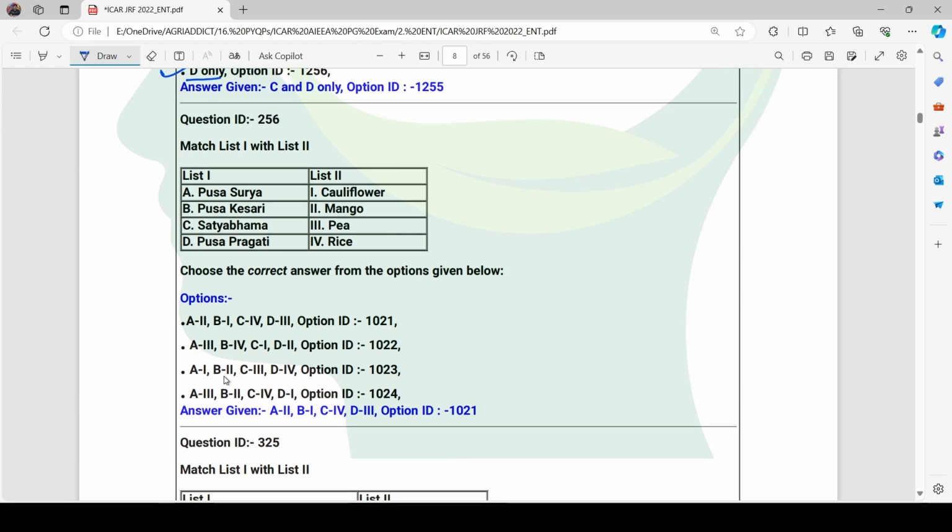The next question is another matching of varieties. So varieties are important for entomology JRF examination. So just go through Nirmal Sundar and other books of various varieties of fruit crops and several agronomic crops like field crops, pulses, then oil seeds, etc. Pusa Surya, it's a variety of mango. Pusa Kesari, it's the variety of cauliflower. Satyabhama, it is the variety of rice. And Pusa Pragati, it is the variety of pea. So A2, B1, C4 and D3 is the correct answer.